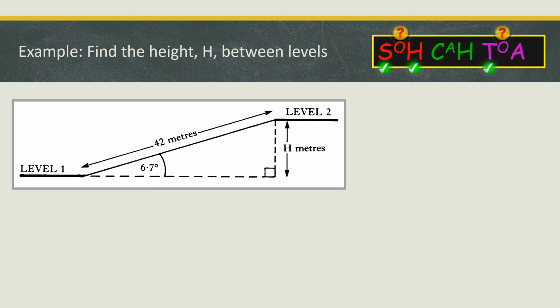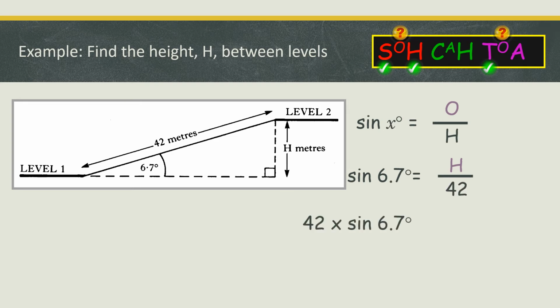So the only ratio that we have enough information to use is the sine ratio. Sine x equals opposite over hypotenuse. So we're going to replace the details. We've got sine of 6.7 equals capital H for the height between the levels over 42. And then we're going to multiply both sides by 42 to get 42 times sine 6.7 equals h, our height. And that gives a height of 4.9 meters to 1 decimal place.